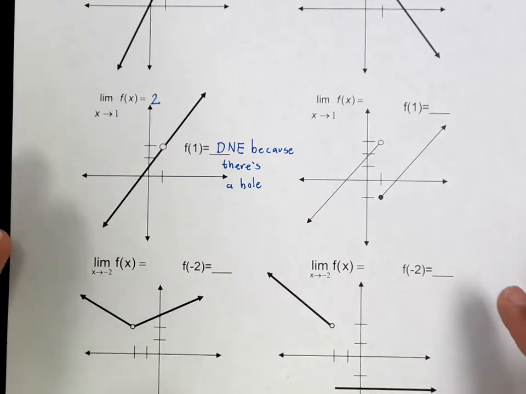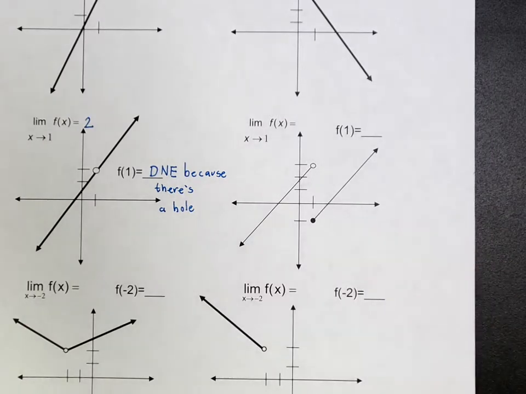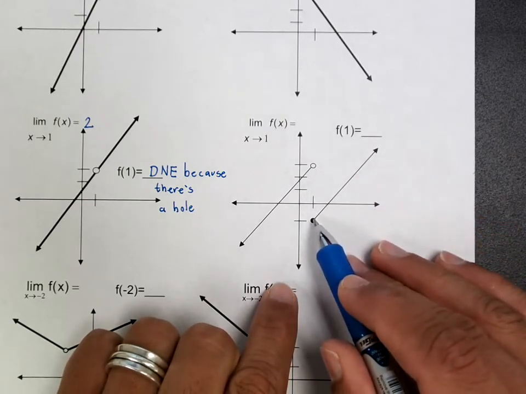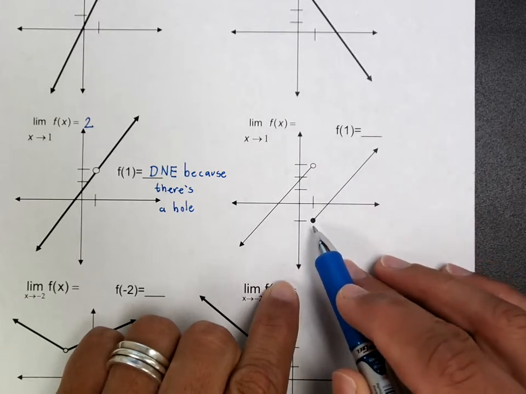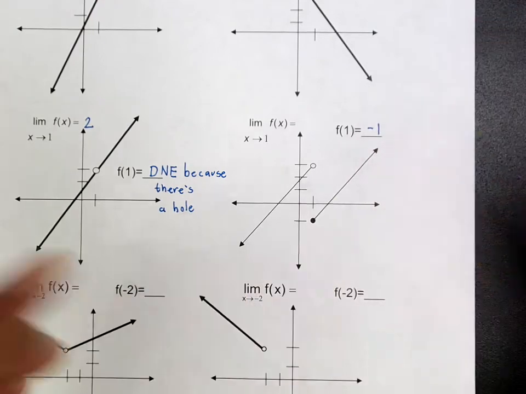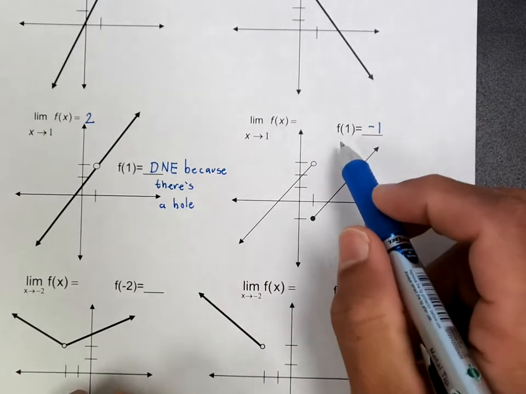Okay, now let's go to the next one. On the next one, this is a piecewise function. Notice that I have a hole here, but I have a little filled in dot, which means that f of 1 would be that value right there, which would be -1. So I do have a y value for x is equal to 1.